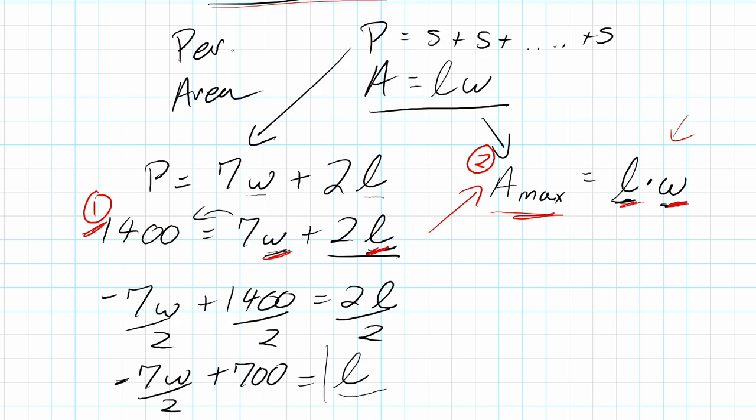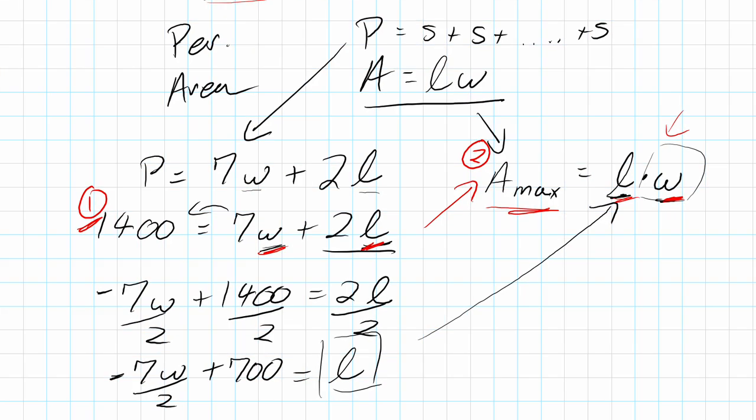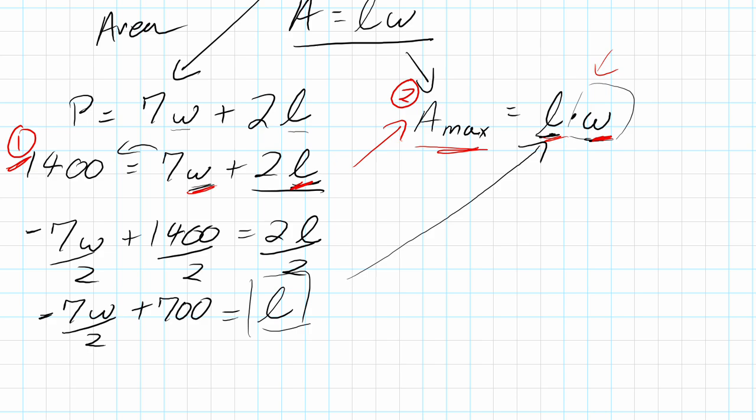Well, we have this. So now we're going to substitute it in for the L in the area. And that will give us an area that's only subject to width. So in other words, we're going to solve for whatever the width will have to be in this case. When we do that, our new area formula is going to be W times the rest of this. So I'm going to substitute this in: negative 7 over 2 W plus 700. Okay? So this is the area formula.